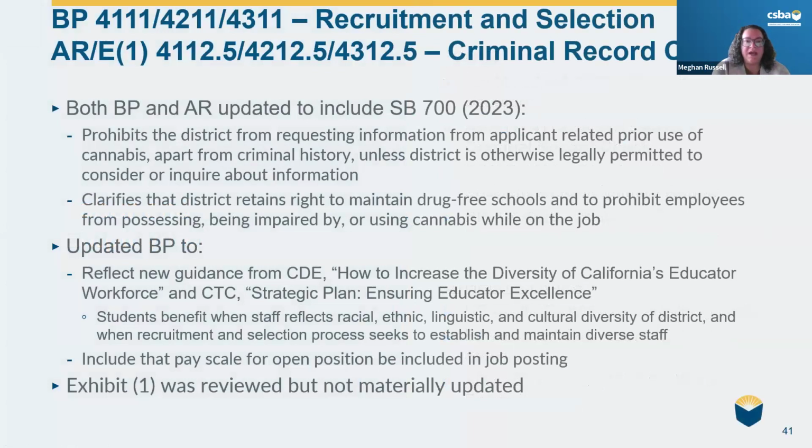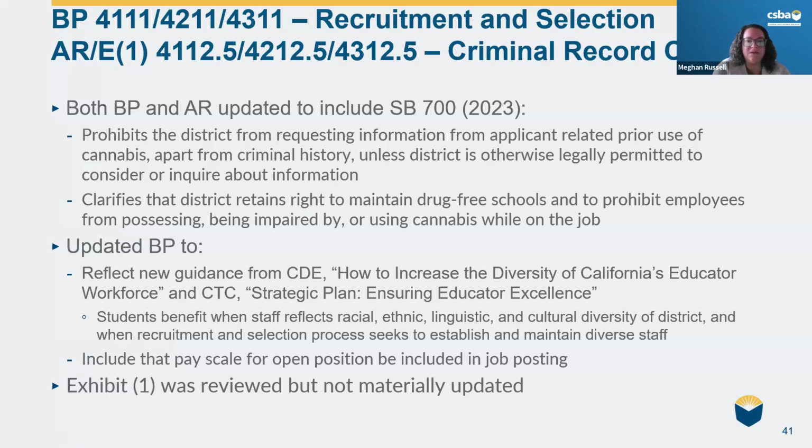At the top of this slide, we have BP 4111, 4211, and 4311. They're all policies on recruitment and selection, but they're what we call triple coded. BP 4111 deals with certificated staff, the 4200s, so BP 4211, deal with classified staff, and the 4300s, so 4311 here, deal with management and supervisorial staff.